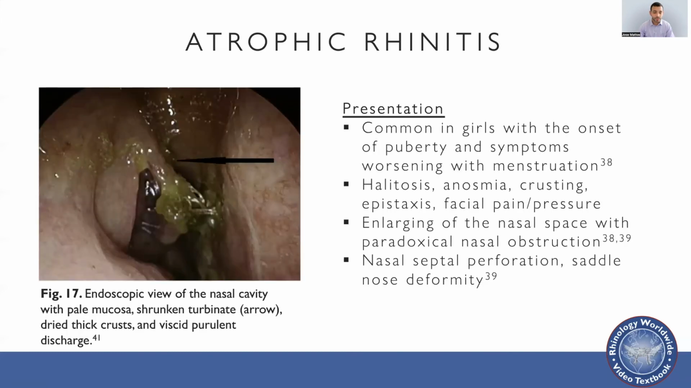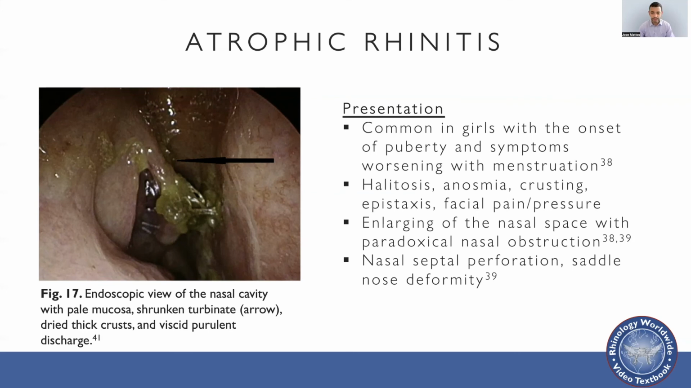So this is an endoscopic view of the nasal cavity of a patient with atrophic rhinitis. You can see pale mucosa with thick crusts and purulent thick drainage. It's common in girls with the onset to be around puberty and symptoms worsening with menstruation. These patients can have halitosis or bad breath, anosmia, crusting, epistaxis, facial pain and pressure, and they'll have an enlarging of the nasal space due to erosion of the nasal structures, but they'll have paradoxical nasal obstruction.